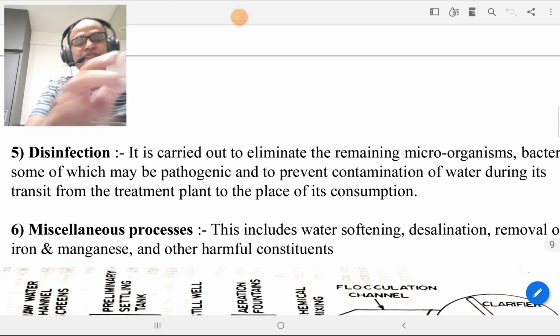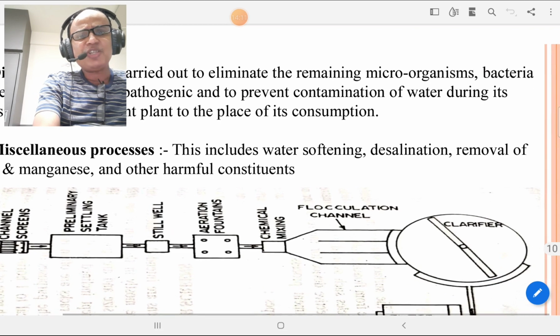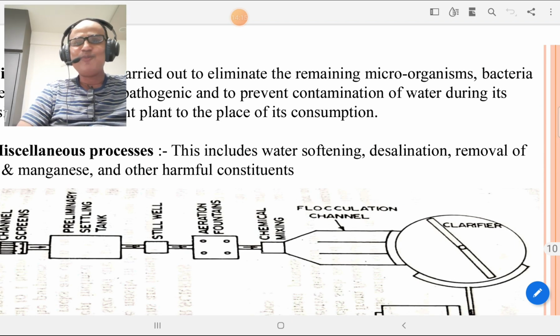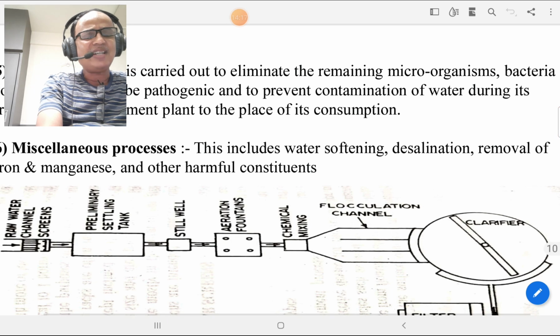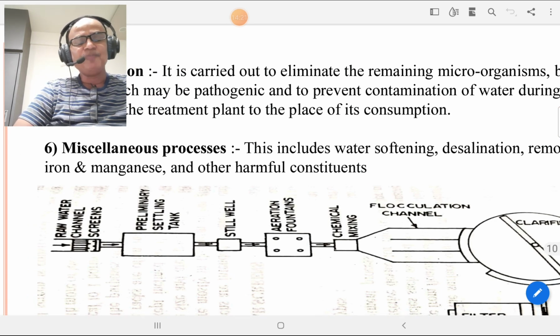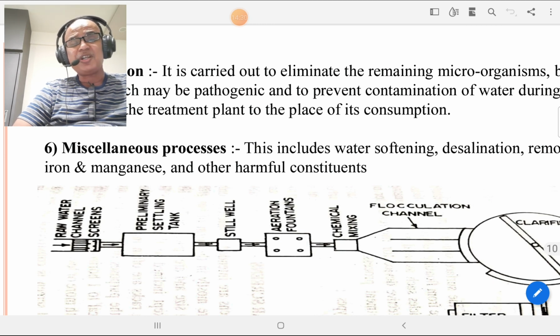Then there are some miscellaneous processes also. These processes include water softening to remove the hardness of the water, desalination of the water, then removal of iron and manganese also, and other harmful constituents. So you must study all these miscellaneous processes also for water supply engineering, and these miscellaneous processes are also important and nowadays are practiced in any water treatment plant.